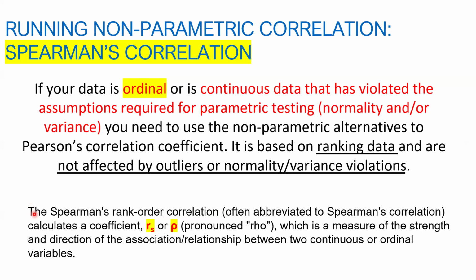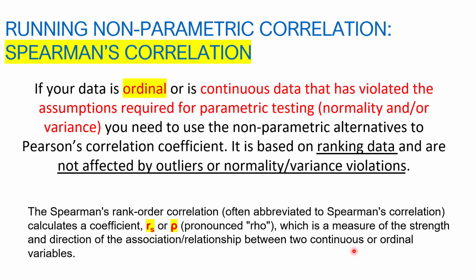So that's why we can use the Spearman's correlation if the assumption for the normality would be violated. All right. Now, the Spearman's rank order correlation, which we will often refer to as Spearman's correlation for the rest of our discussion, calculates a coefficient which we will denote by r sub s, or this Greek symbol rho, which is a measure of the strength and direction of the association or relationship between two continuous or ordinal variables.